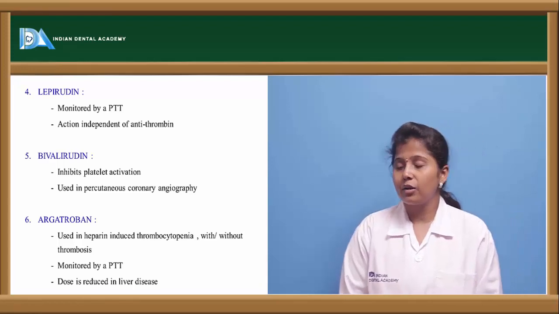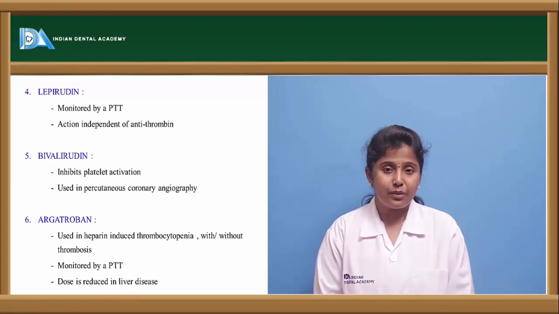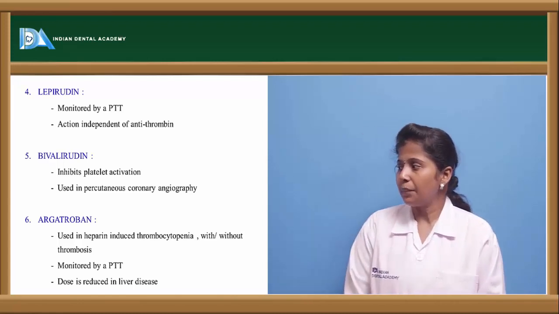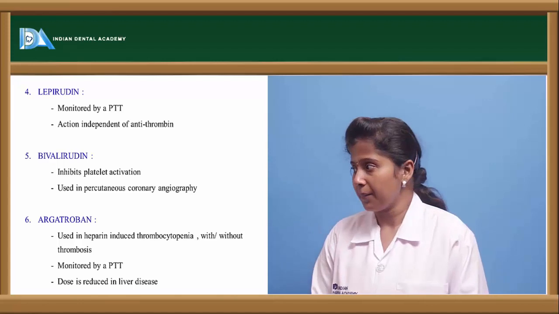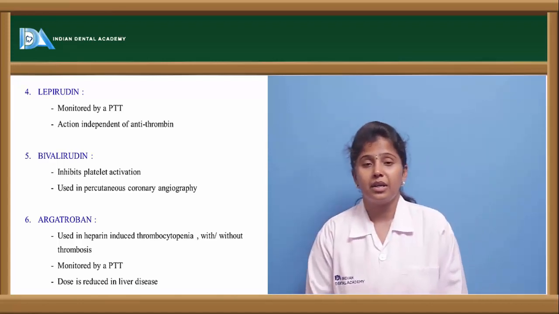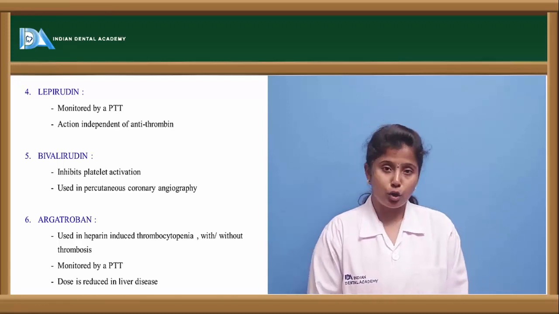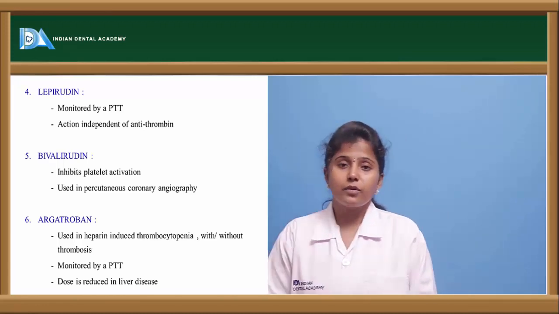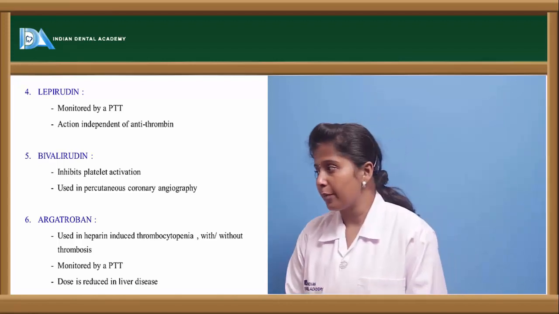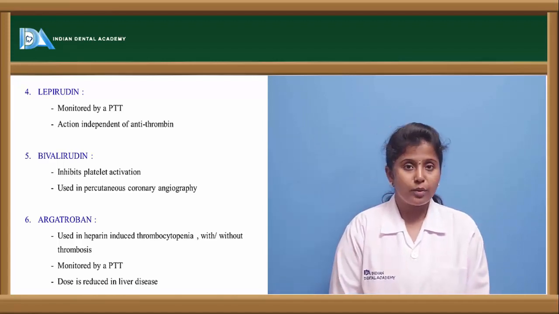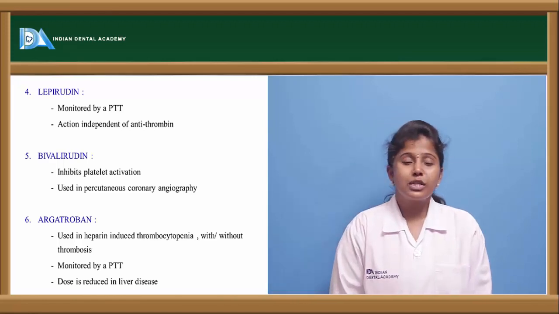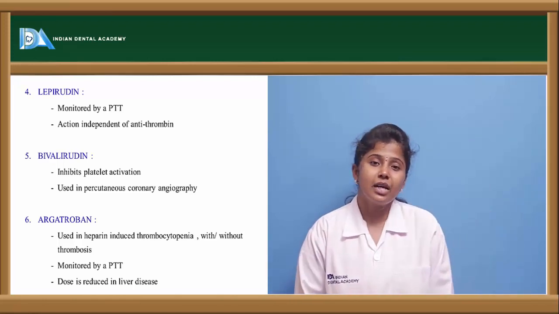The other drug is bivalirudin. Platelet activation or platelet aggregation is inhibited by this drug. It is used in percutaneous coronary angioplasty. The other drug is argatroban. Argatroban is used in heparin-induced thrombocytopenia. Here, because of the long-term usage of heparin, thrombocytopenia occurs. So it is used to treat this type of syndrome, and this also has to be monitored. The bleeding time of this drug has to be monitored, and the dose should be reduced if a person is having liver disease.